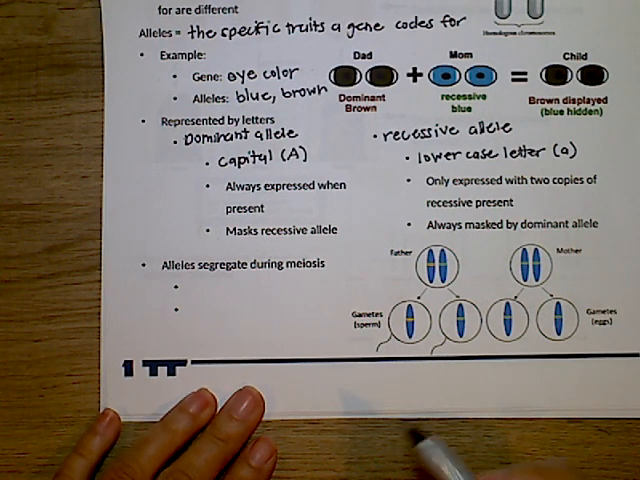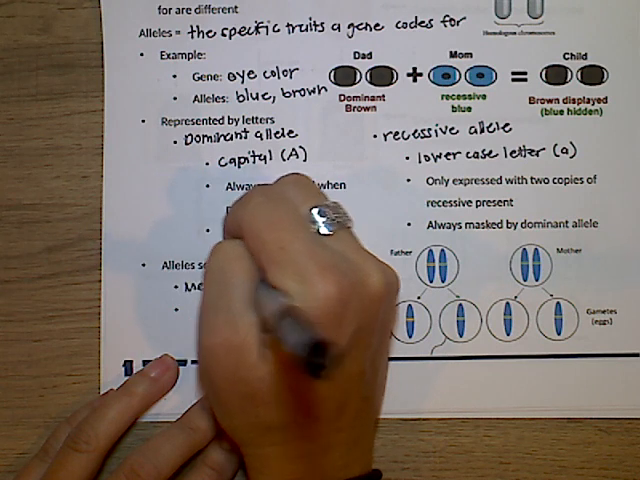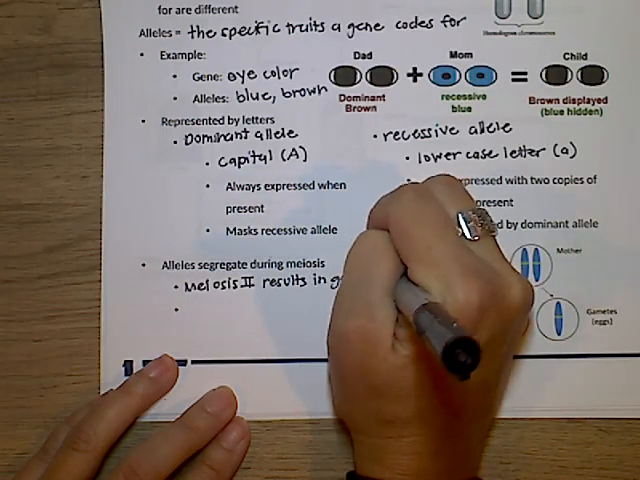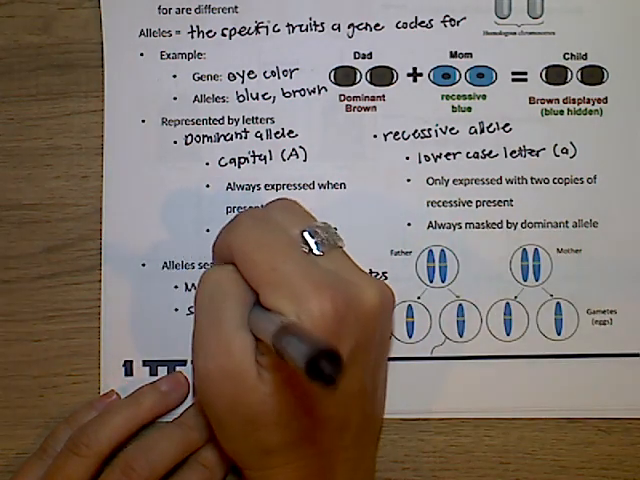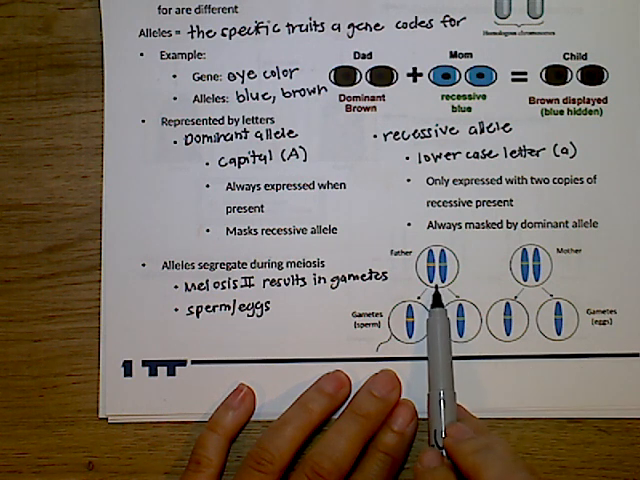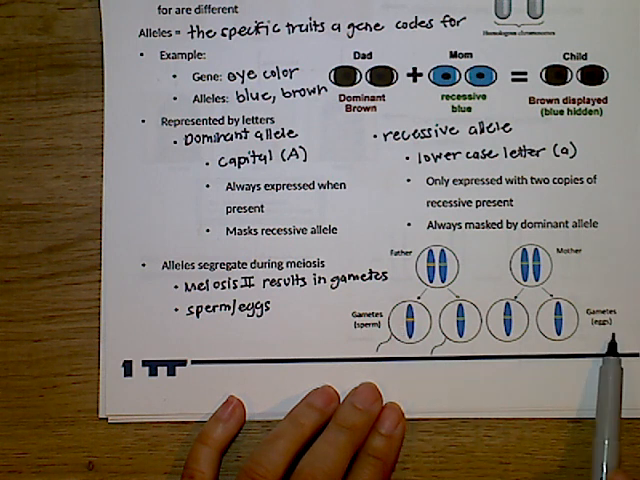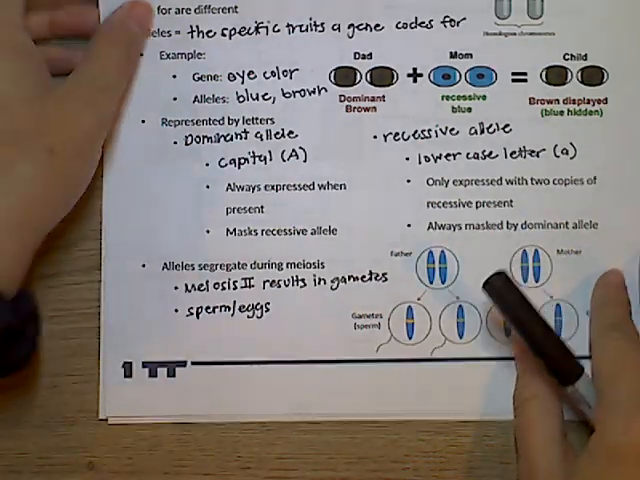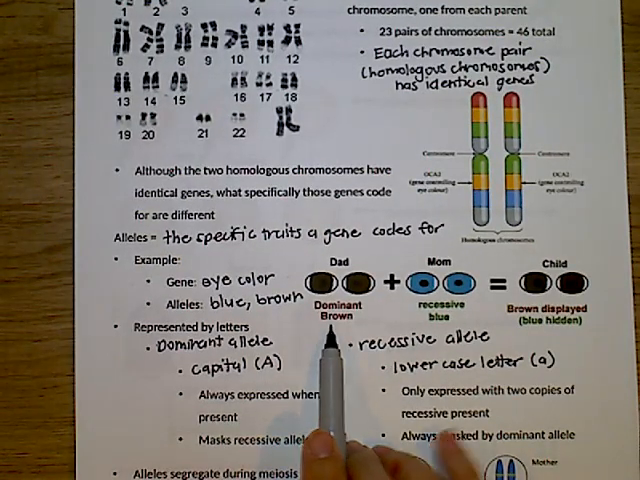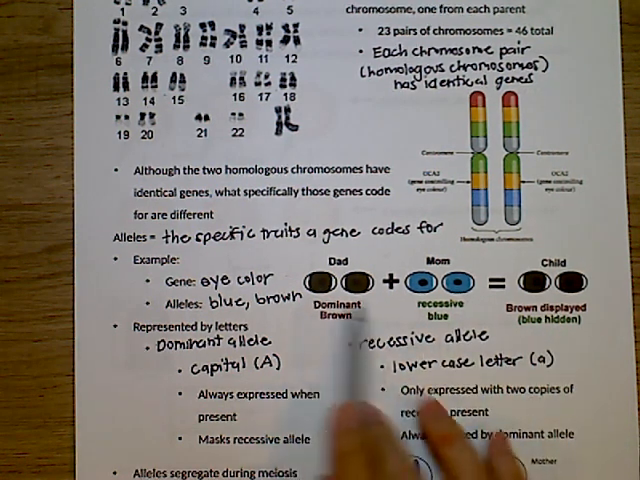So we already had our meiosis lecture, but these alleles segregate during meiosis. So meiosis 2, remember, gives us gametes, which are the eggs and sperm. So you can see here in the father and the mother, these homologous pairs will separate, and you end up with haploid eggs and sperm. Oh, and just to review this picture, if you get a dominant brown allele from dad and a recessive blue allele from mom, the child will have brown eyes because the blue recessive allele is being masked by that dominant allele.